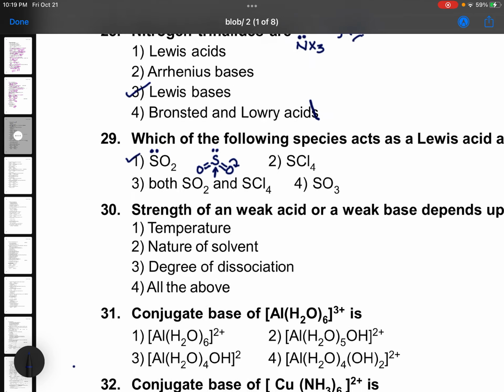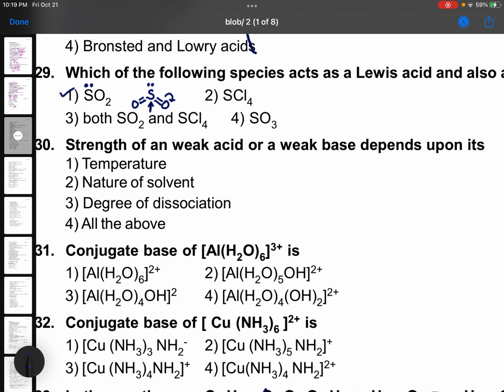Strength of a weak acid or a weak base depends upon its degree of dissociation. If more degree of dissociation is there, that is strong. If less degree of dissociation is there, that is weak. And as you increase the temperature, the dissociation will be increasing. Definitely it increases. And nature of solvent is also one of the reasons. In protic solvents, aprotic solvents, polar solvents, it is also going to depend. So all these can function on the strength of the acids, weak acids and weak bases.